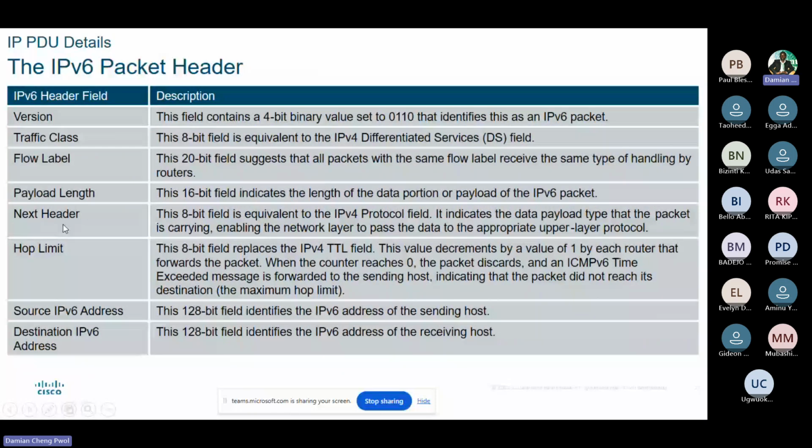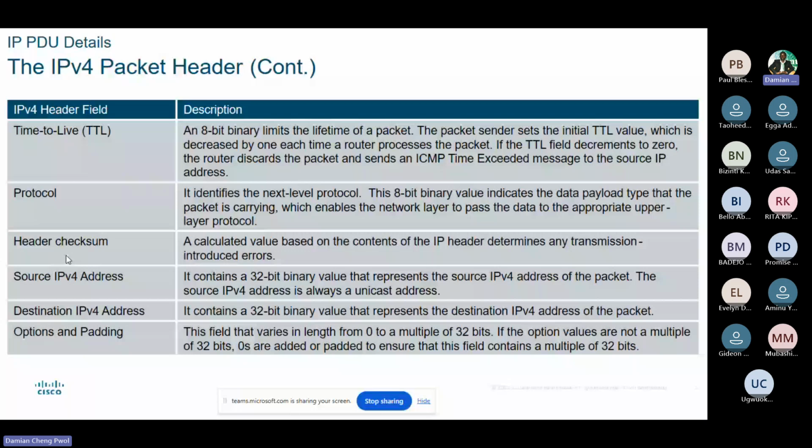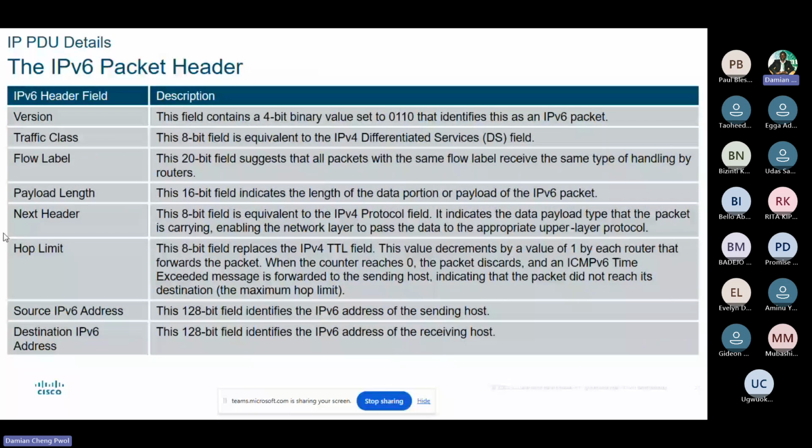Then the hop limit. The hop limit is also similar to what we have here as the time to live. Okay, the time to live. That is the time to live. This 8-bit field replaces the IP version 4 time to live field. Okay, that's the hop. Then you have the usual source IP version 6.